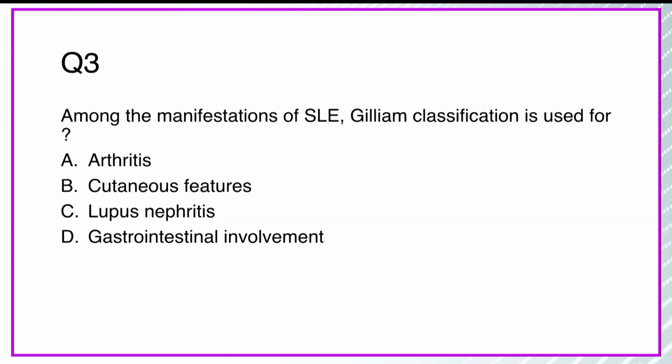Moving on, among the manifestations of SLE, the Gilliam classification is used for A. Arthritis, B. Cutaneous features, C. Lupus nephritis, and D. Gastrointestinal involvement.